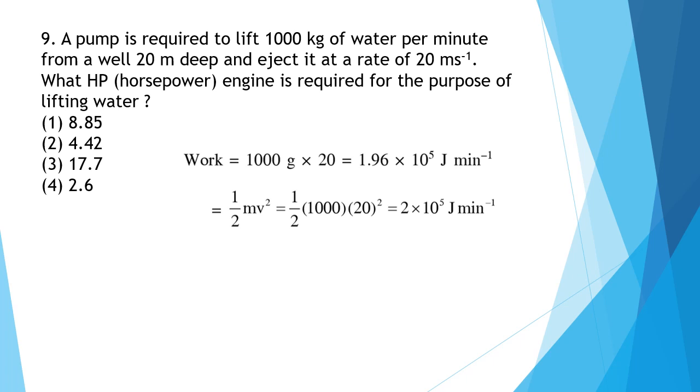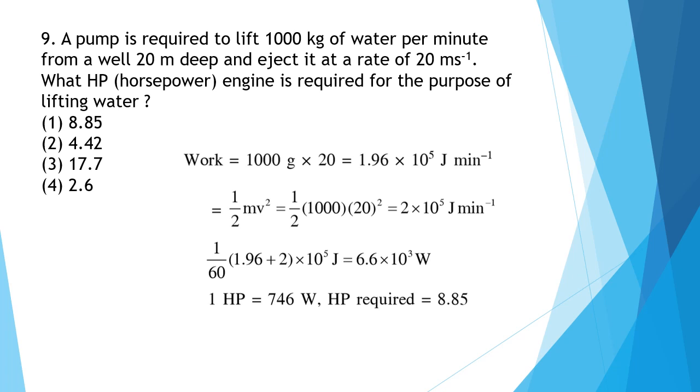Now this is per minute. So we have to convert it into per second. So total work done per second will be 1 by 60 into 1.96 plus 2 into 10 to the power 5. So it will be 6.6 into 10 to the power 3 watt. Now we have to convert watt to horsepower. So as 1 horsepower is equal to 746 watt, we get 8.85 horsepower. So the correct answer will be option 1.